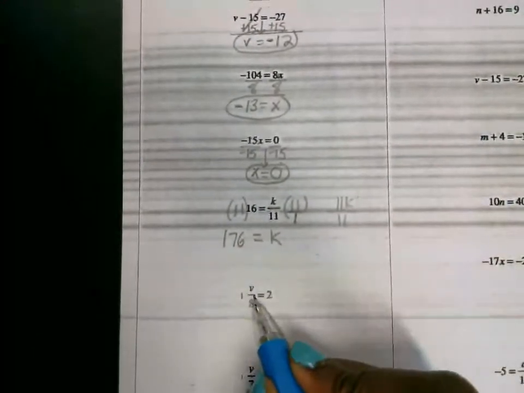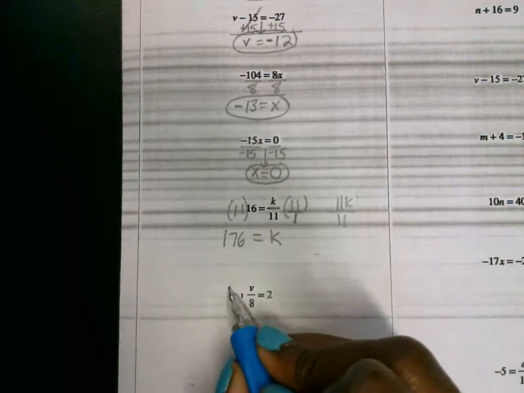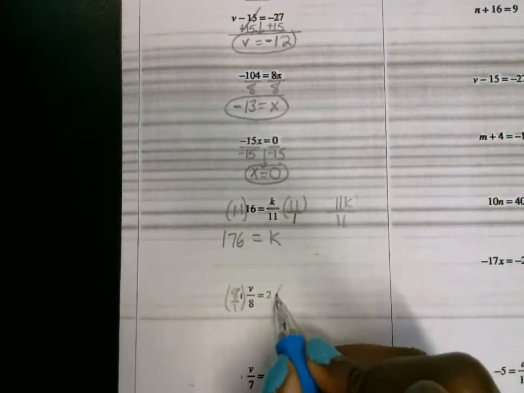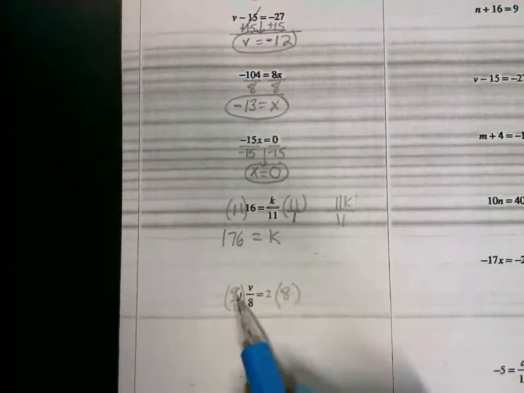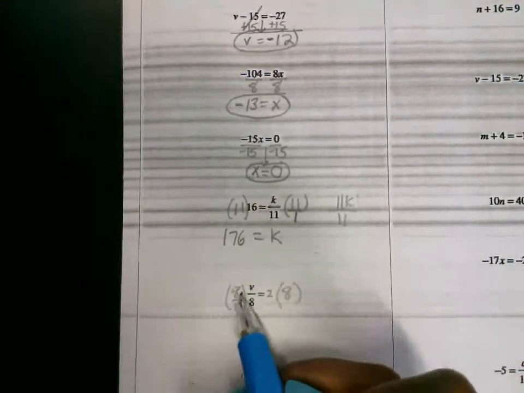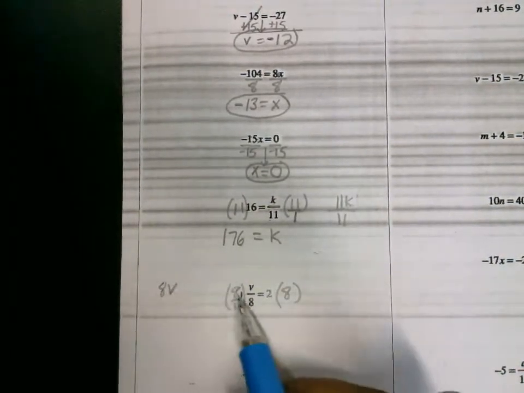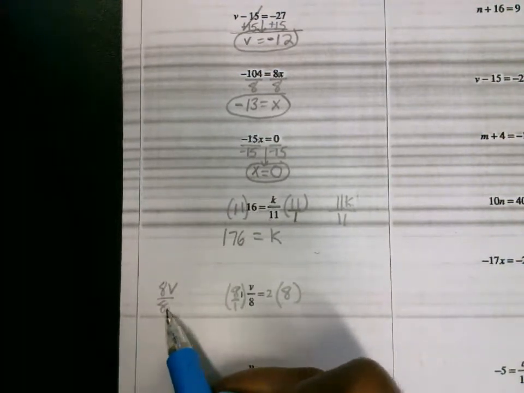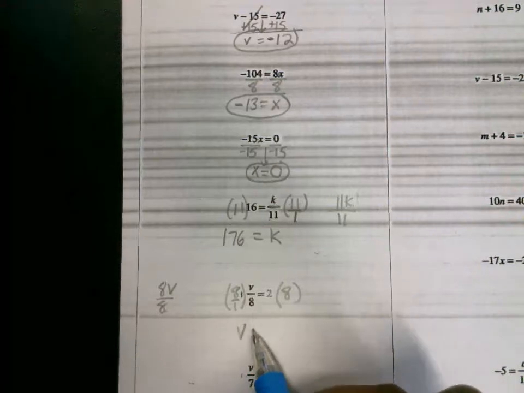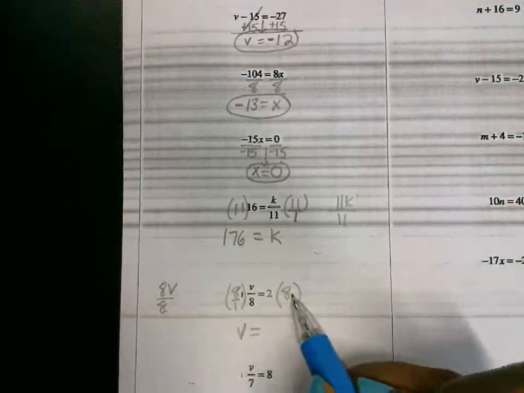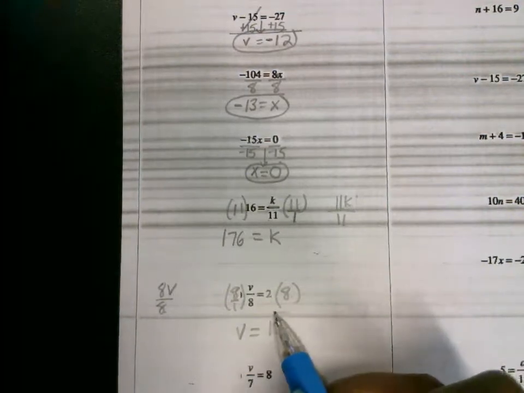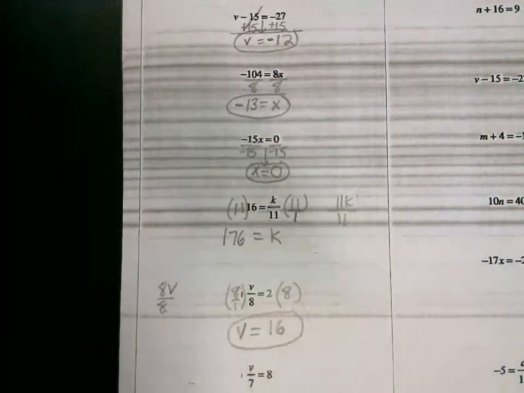All right, let's do this one. Same thing here. This is division. The opposite of division is multiplication. So I'm multiplying both sides by 8 or 8 over 1. This gives me 8v on the top. This gives me 8 on the bottom. 8 divided by 8 gives me 1v or just v. Bring down the equal. 2 times 8 gives me 16. v is equal to 16.